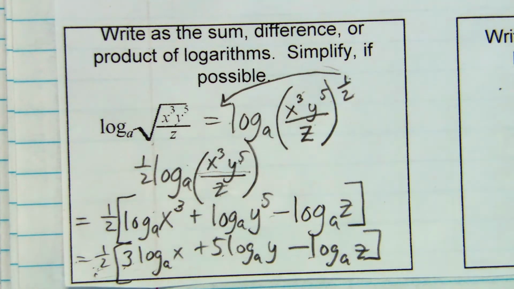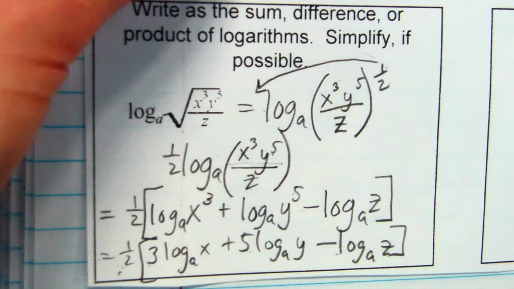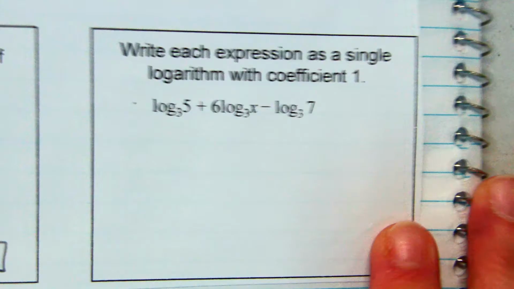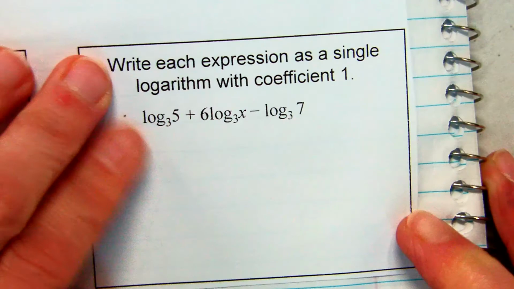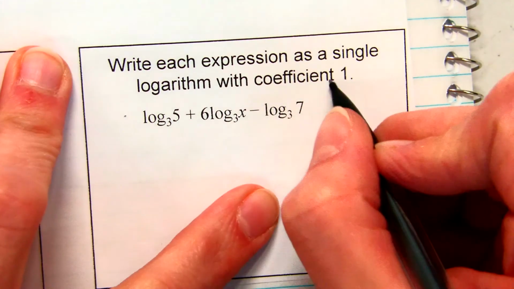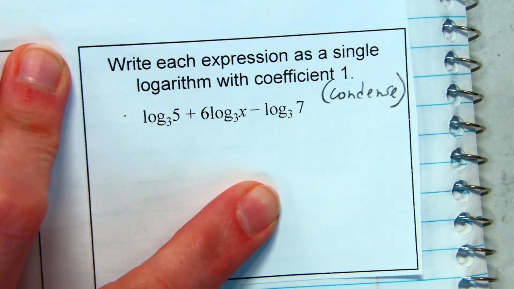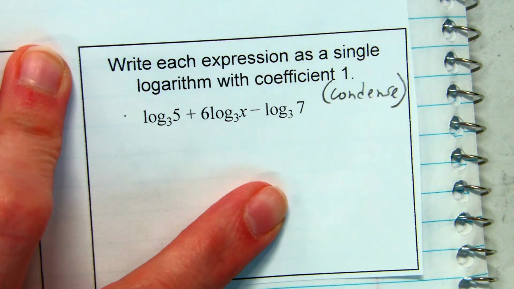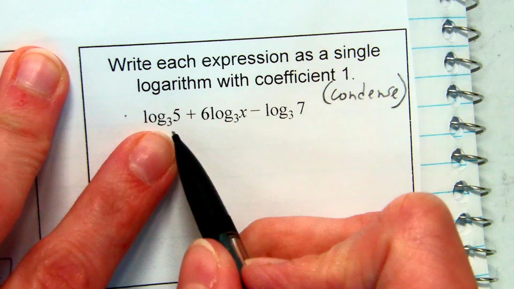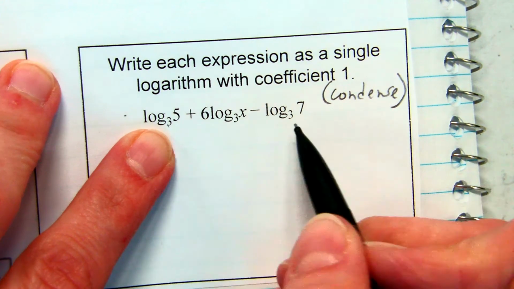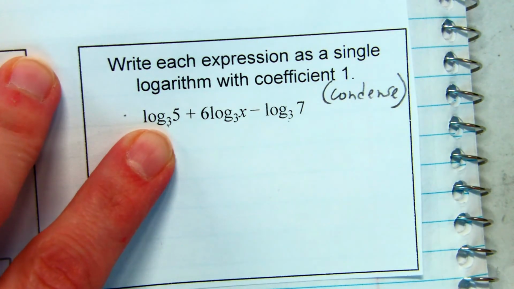Okay, so now we're going to go backwards, which means we're going to take something big and move it down to make it something smaller. On the next step where it says write each expression as a single logarithm with a coefficient of 1, that's a fancy way of telling you to condense the logarithms. Now, we can only condense them if they have the same base. We want to check 3, 3, and 3. We're good. We can condense it all.